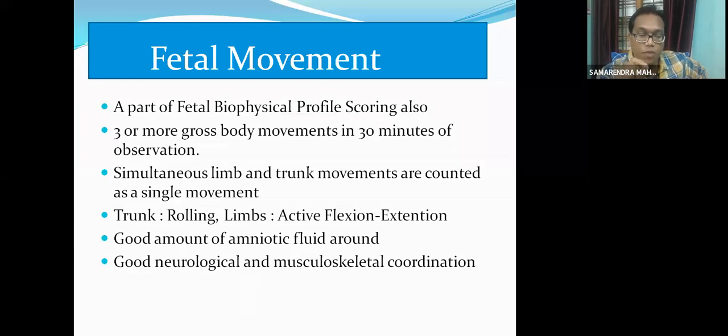And for movement, a good amount of amniotic fluid around the baby is necessary, and good neurological and musculoskeletal coordination should be there. If the fluid around the baby is less, restriction will happen, or if there is any vascular, neurological, or musculoskeletal abnormality, then fetal movement will be reduced to absent.